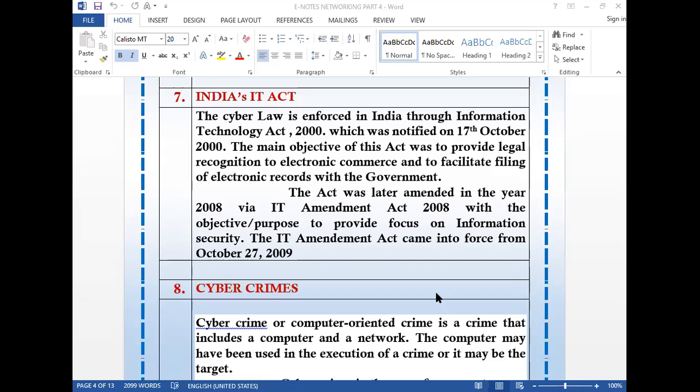Am I clear with the meaning of India IT Act? Harsimran, Avneet, Gaganjot, Mihir, Mayank, Om. I am not getting response from your side.